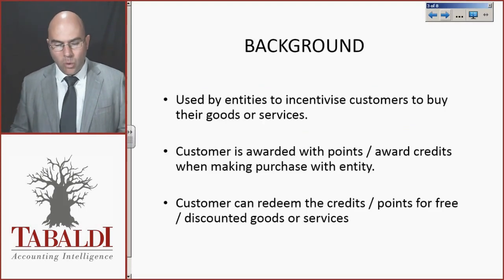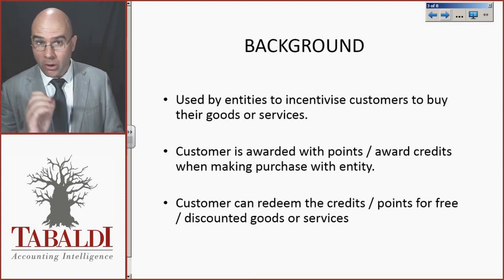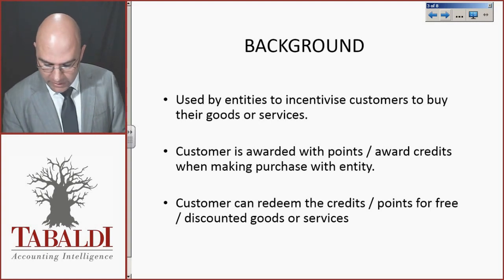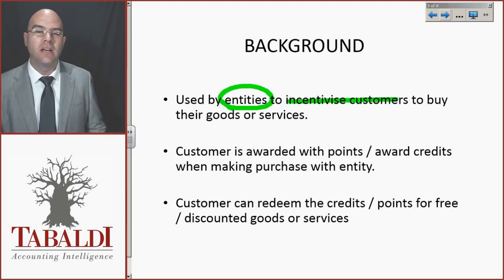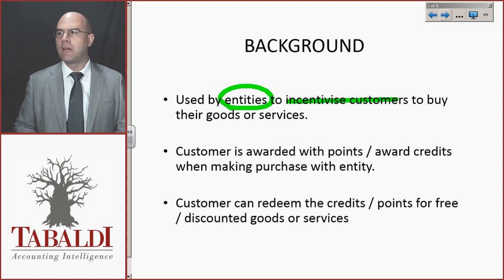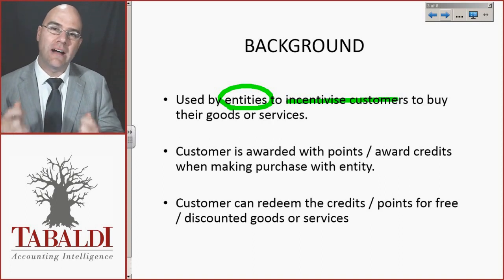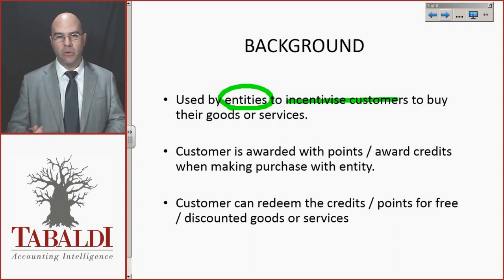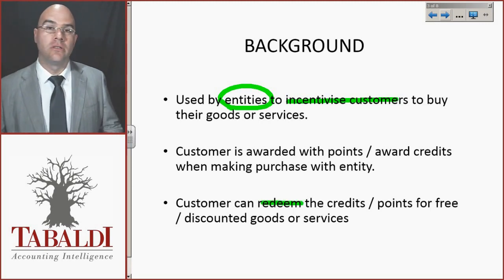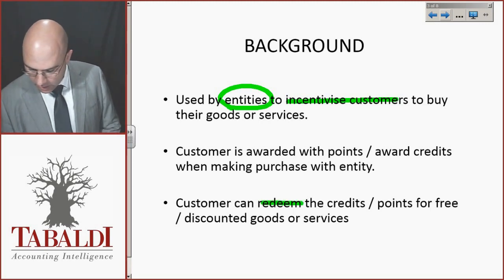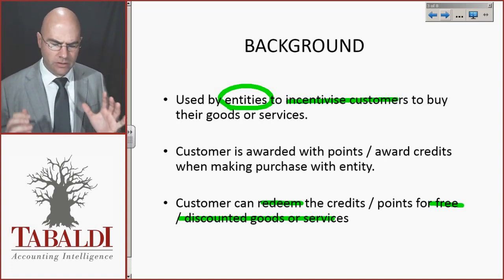The background here. What is a customer loyalty point? Customer loyalty programs, which give rise to points or credits, are used by entities to incentivize customers to buy their goods or services. So you go to British Airways, you fly with them, and you are awarded Avios points. Now those Avios points can be used to redeem those credits or points for either free or discounted goods or services.